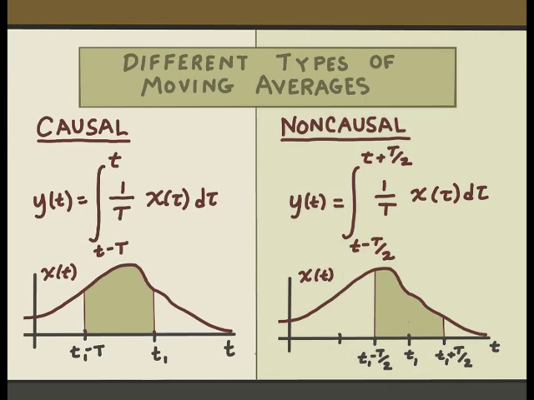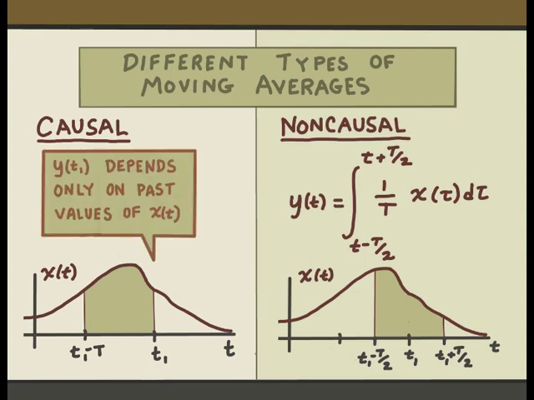The moving average system we've been discussing is referred to as the causal moving average system. This is because we determine the moving average by finding the average over the past capital T seconds. That's how the moving average for time t1 is determined, by finding the average between time t1 minus capital T and t1. But there's another type of moving average, one that uses future information as well as past information. This is referred to as the non-causal moving average.